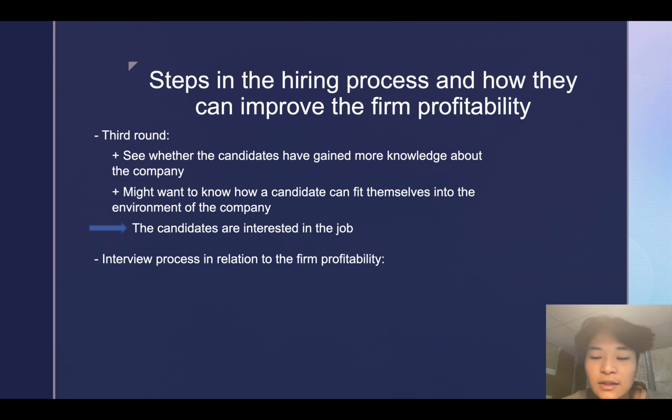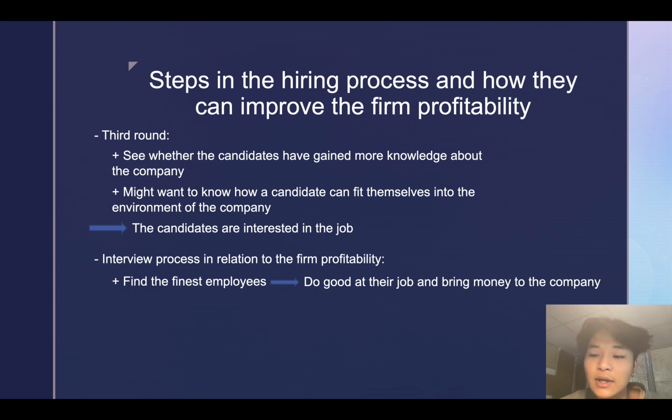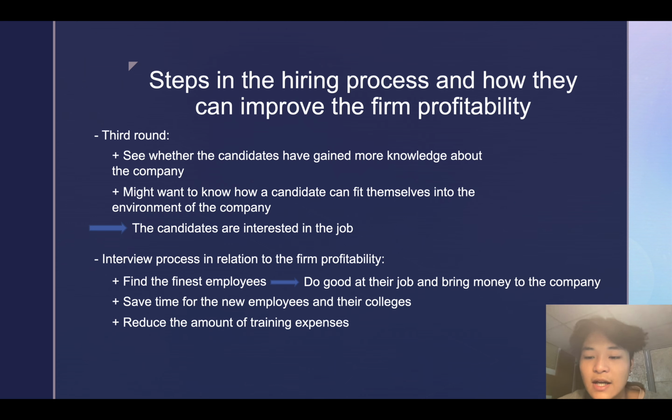So the interview process will help the company to find the finest employees so they can contribute to the company and bring plenty of money to the organization. This step will also save time because the new employee might take little or no time to adapt to the company's culture since they have been carefully selected by the interviewers. This will also reduce the amount of money spent on the training process in the future because the candidates might have self-learn ability, which is highly valued by the recruiters.